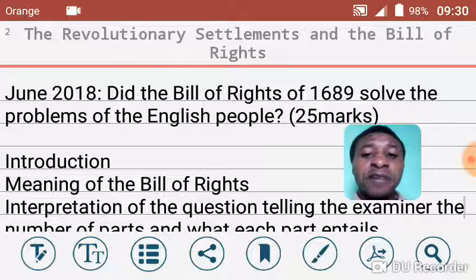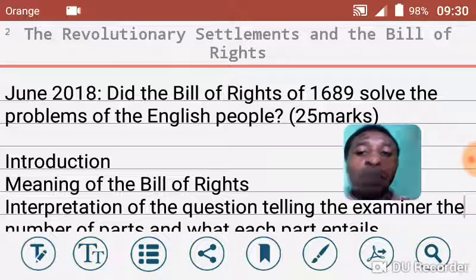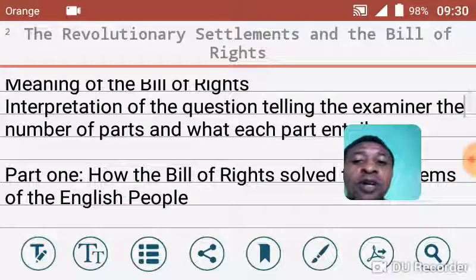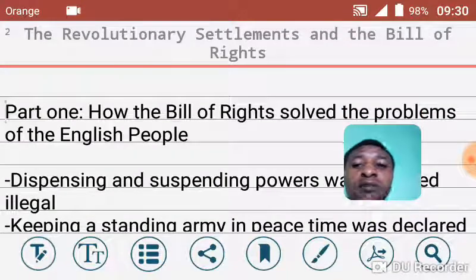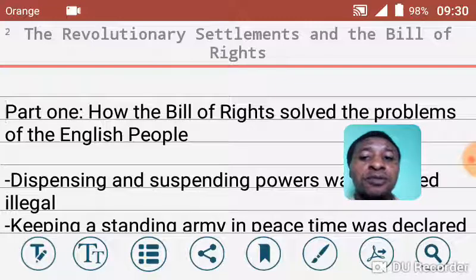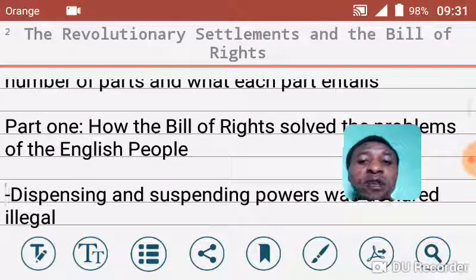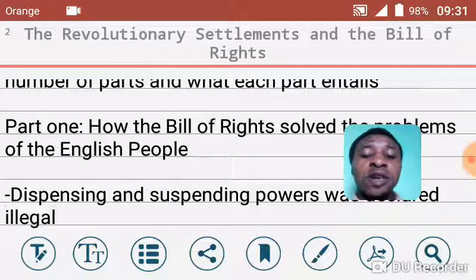While the first part of this question shows how the Bill of Rights solved the problems of the English people, the second part shows how the Bill of Rights did not solve the problems of the English people. So let's look at part 1, how the Bill of Rights solved the problems of the English people.